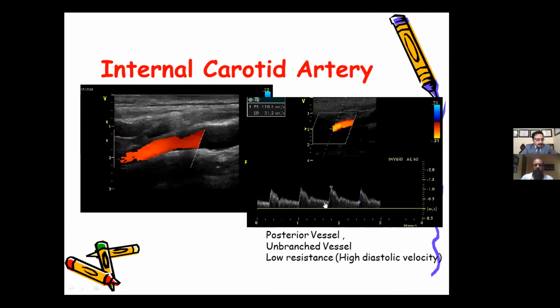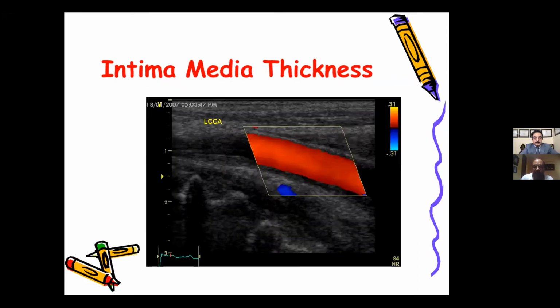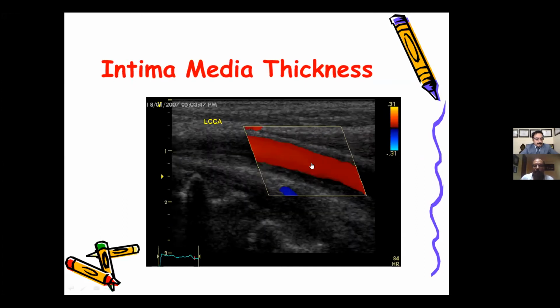Intimal medial thickness is one of the preventive aspects as of today. And until 2019, this was supposed to be a very good way of looking at preventive cardiology, because the common carotid arteries are a surrogate marker for coronary atherosclerosis. Look at this: not a plaque, but a large intimal medial thickness, with normal laminar flow.